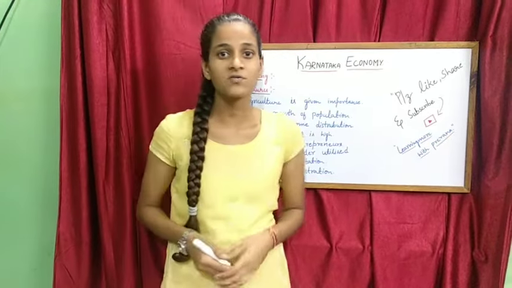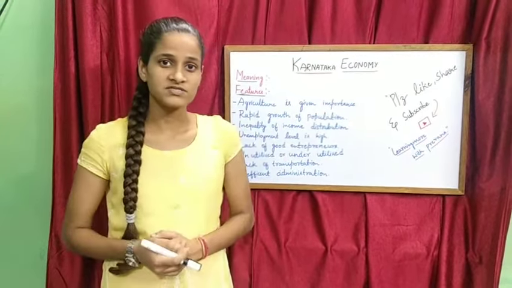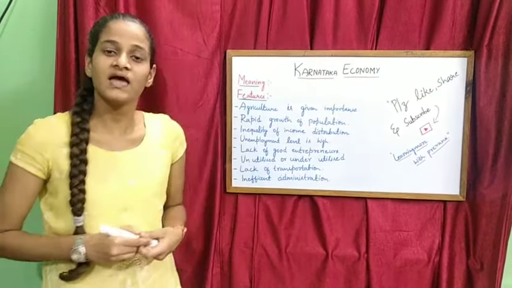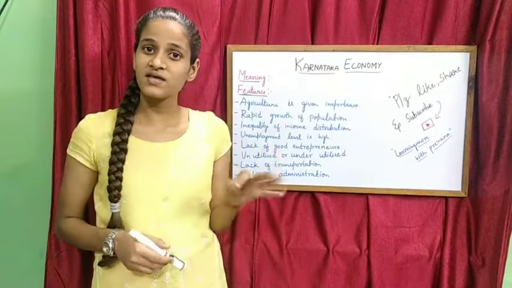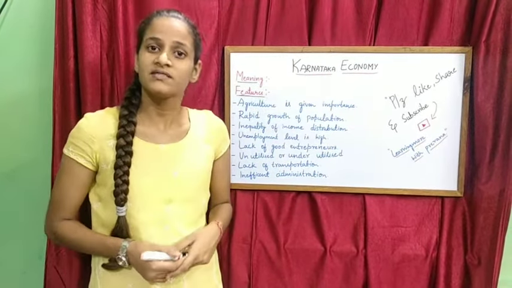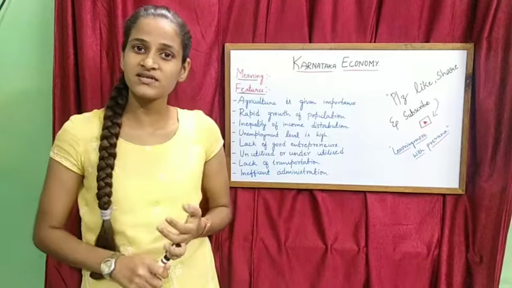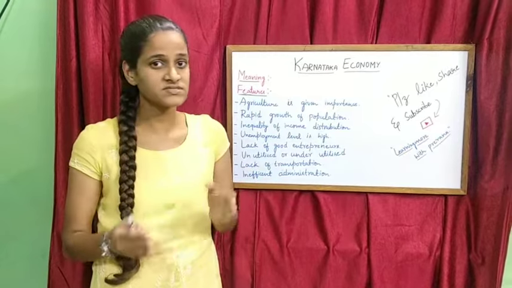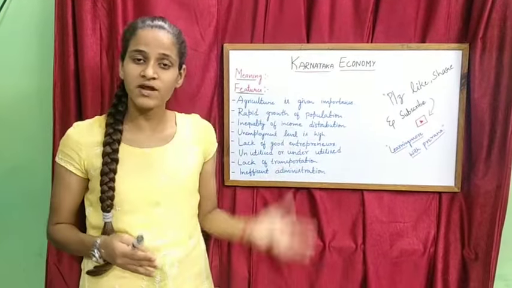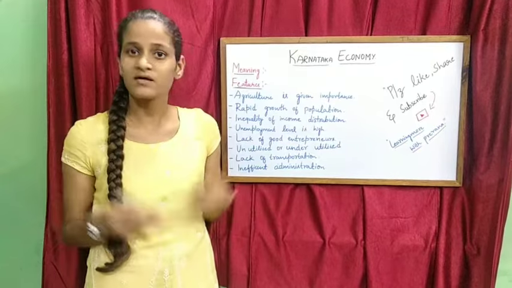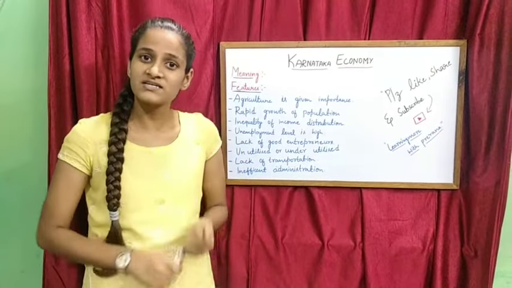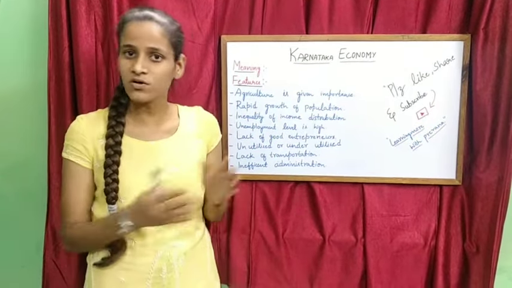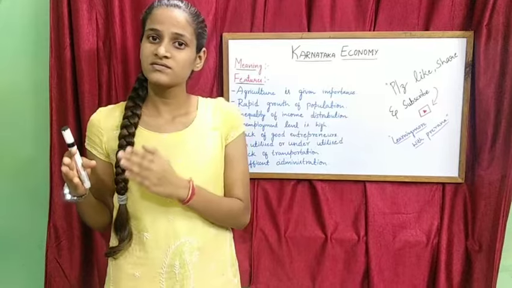Friends, Karnataka occupies ninth position in population. When population is more, the economic activity in that state will be more. In the Karnataka economy, there are three important sectors: primary sector, secondary sector and tertiary sector. Around 55% of the population depends on the primary sector for their livelihood. The primary sector includes agriculture and allied activities, animal husbandry, beekeeping, etc.